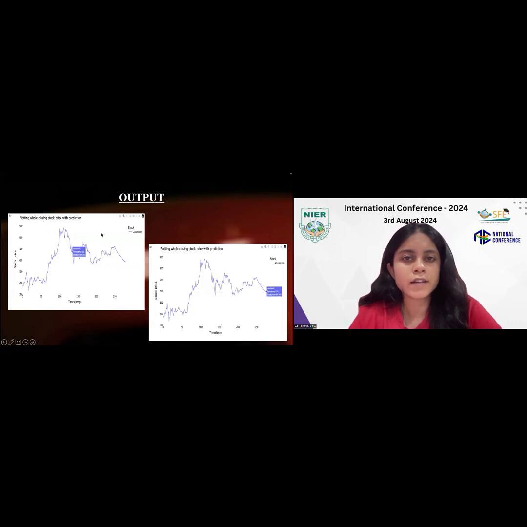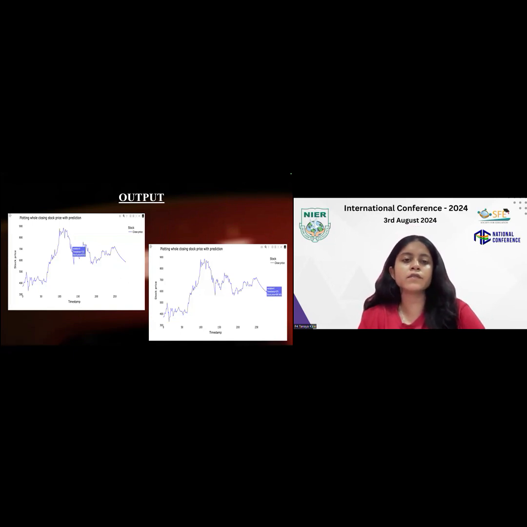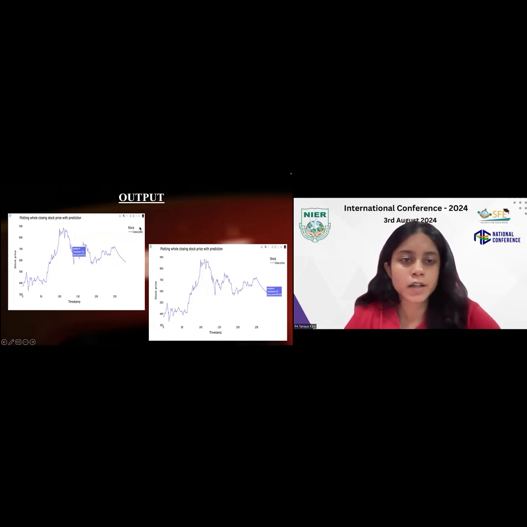So this is the final output that I have achieved. Over here, the variable will change if there are two consecutive prices of a particular stock. The timestamp varies from cursor to cursor, and the stock price at different timestamps is given here.